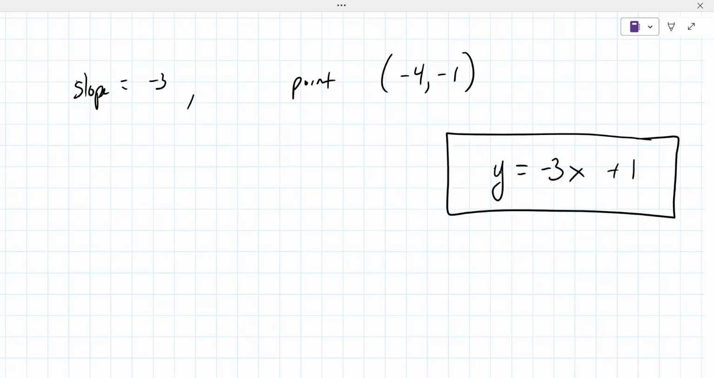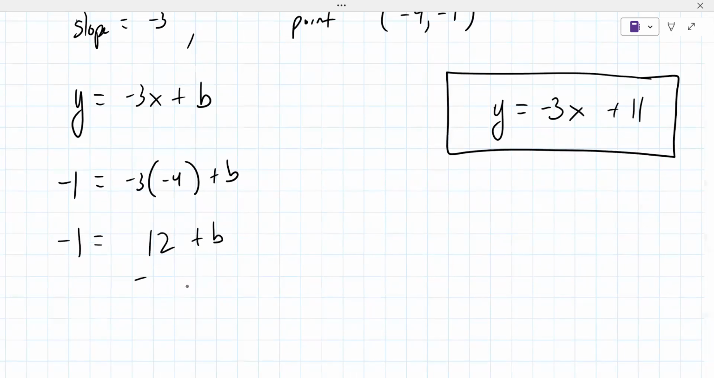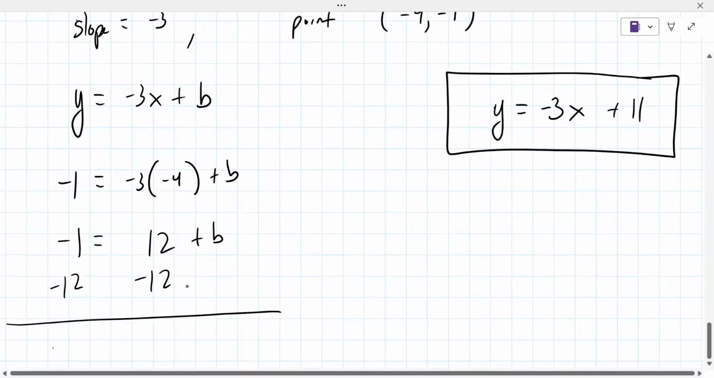Take a look here. Sounds pretty good. Y equals -3x plus b. And then you put that point in: -1 equals -3 times -4 plus b. So what is -3 times -4? Let's start with that. Positive 12. 12 plus b, good. And then how do you undo positive 12? Subtract 12. Okay, they're the same sign here. So this is -13 equals b.